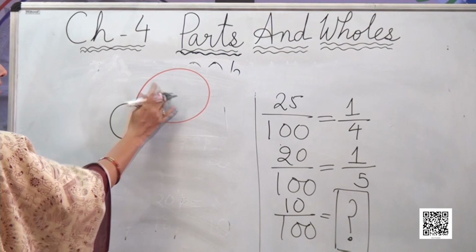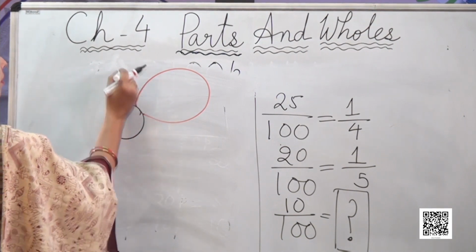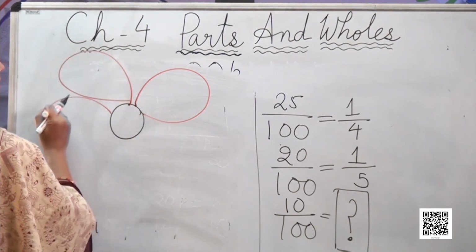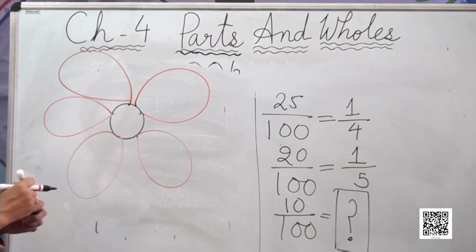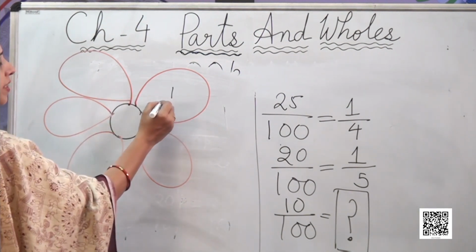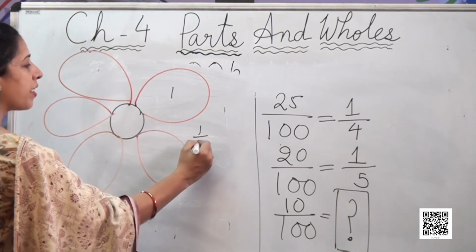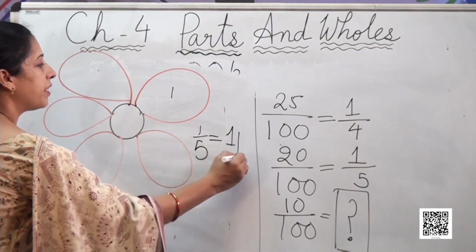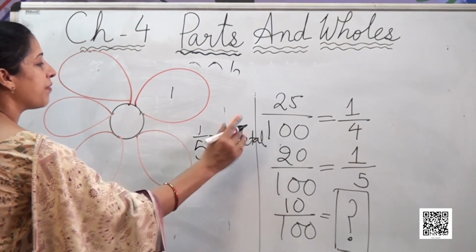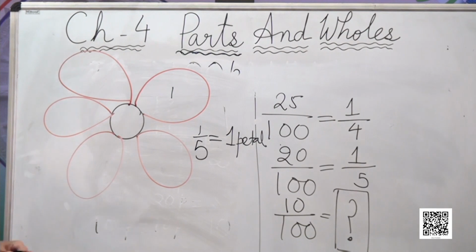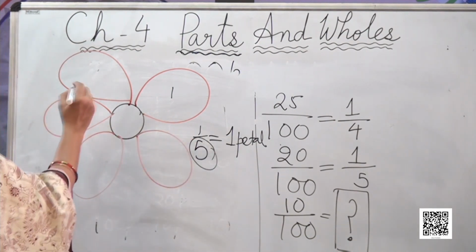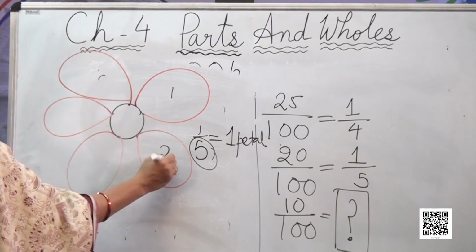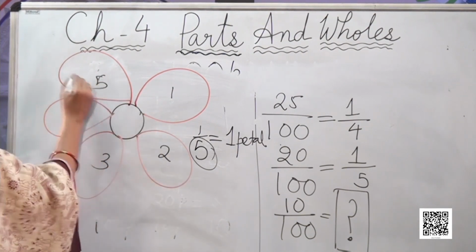So 1 part is this. So 5 parts will be 1, 2, then this, then this. So now you understood that if 1 part is given, 1/5 is equal to 1 petal. 1/5 is equal to 1 petal. So what is the total number of petals? Nothing but this. There are 5 petals. 1, 2, 3, 4, 5.